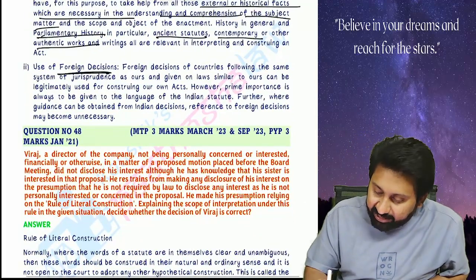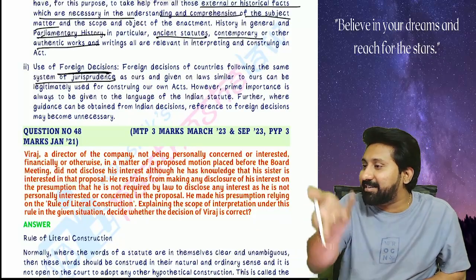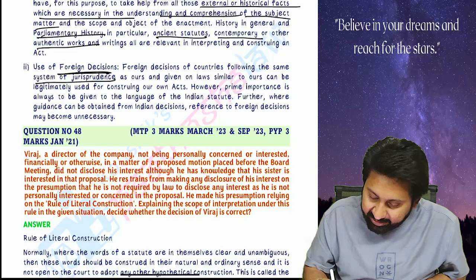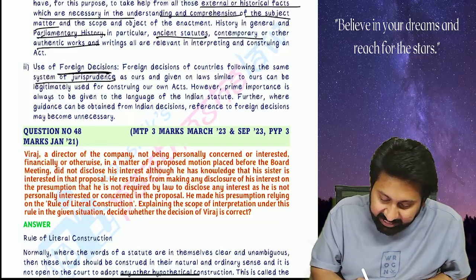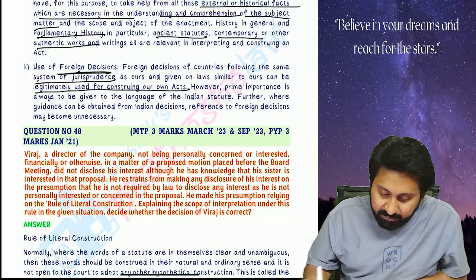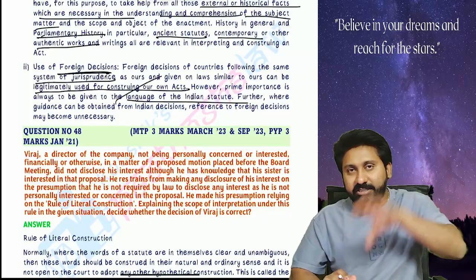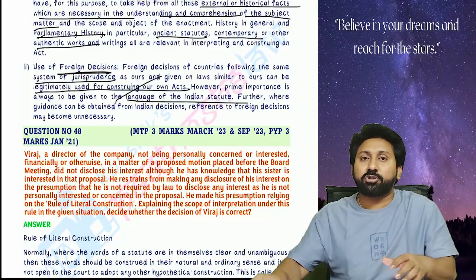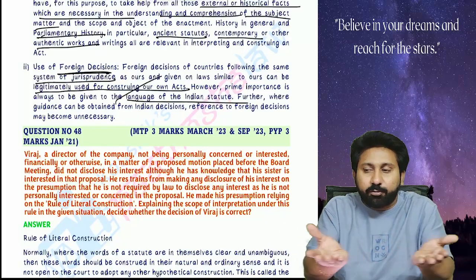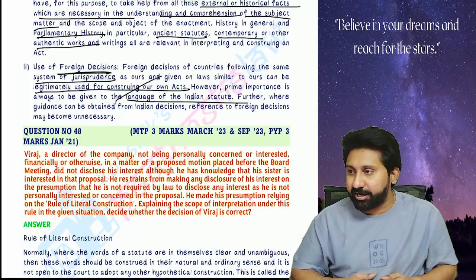Foreign decisions of the countries following the same system of jurisprudence, like the Companies Act in India and England, same as ours, and given on laws similar to ours, can legitimately be used in construing our own acts. However, prime importance is always given to the language of the Indian statute. Though the Indian statute should be given more importance, if the jurisprudence, meaning the foundation on which both the laws rest, is the same, you can take the foreign decisions into consideration.